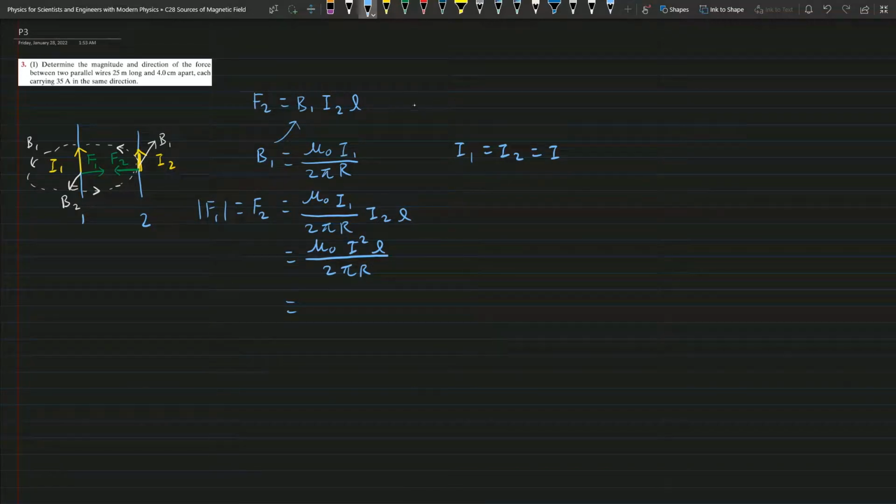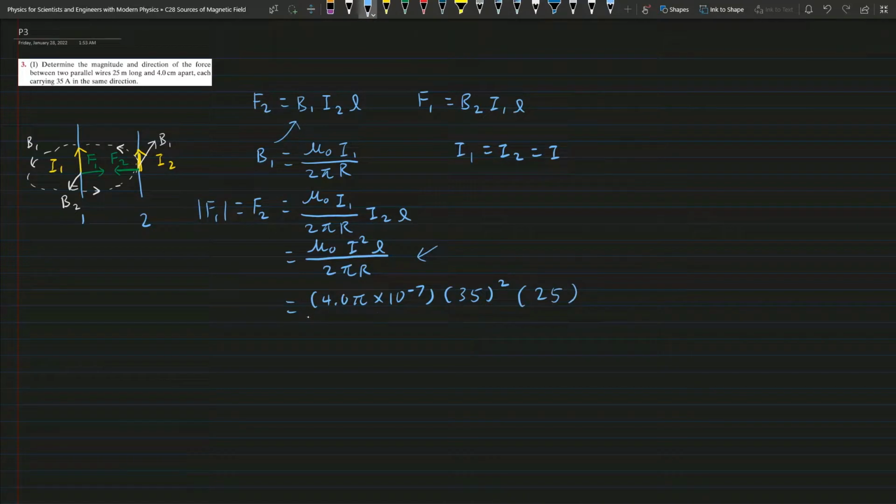You can try this for F1: B2 I1 L, and you do the same for B2 and substitute inside, and you will get the same equation as this. Now let's substitute the values and solve for this question. 4 pi times 10 to the negative 7, times 2 times 5, over 2 pi r. R is the separation distance, so 4 times 10 to the negative 2.